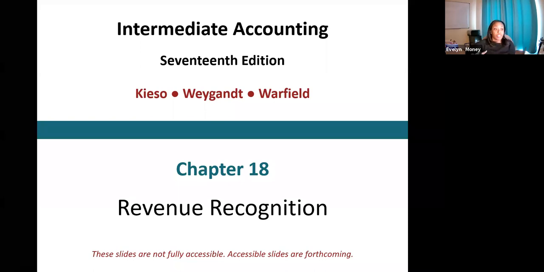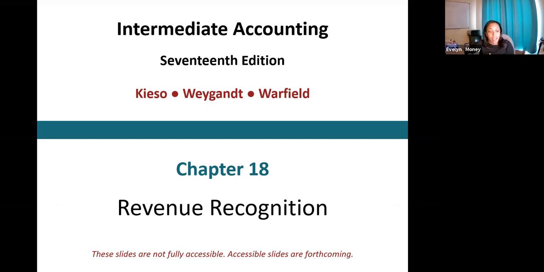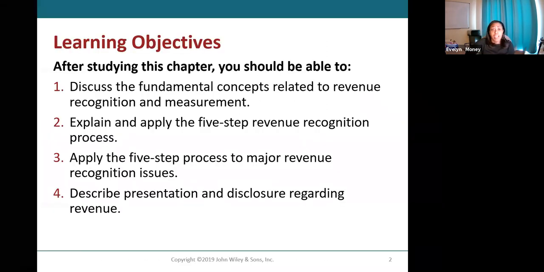So instead of using the language, oh, the earnings process is complete, we really use the language, the performance obligation has been satisfied. But within those 5 steps, we outline what the performance obligation actually is, we assign a number to it, and then we determine factors that help us realize whether or not that performance obligation has been satisfied. So this chapter is really reviewing the basics of recording revenue.